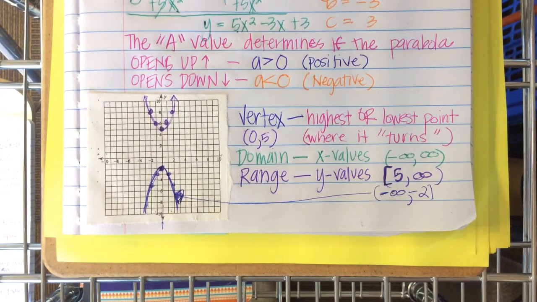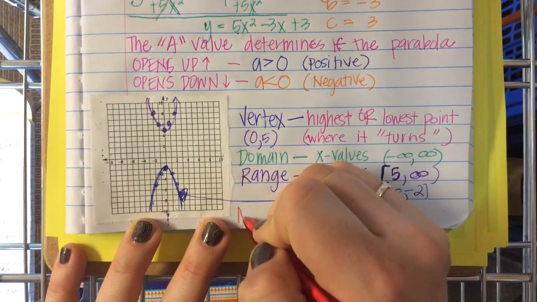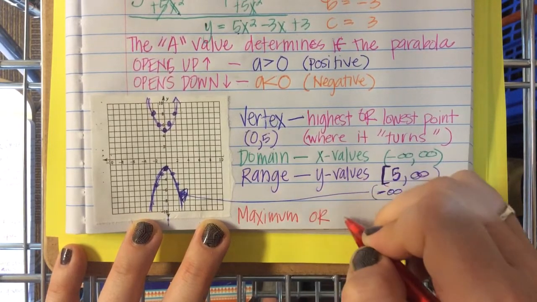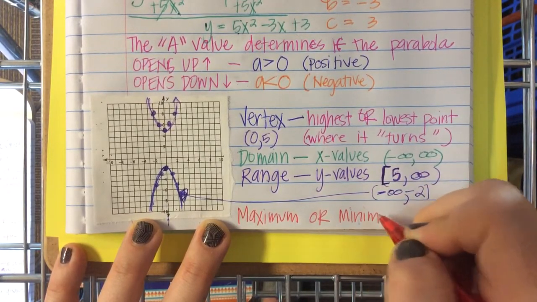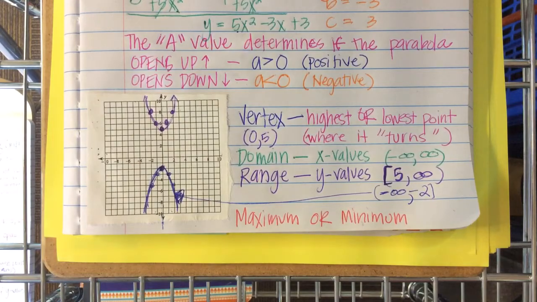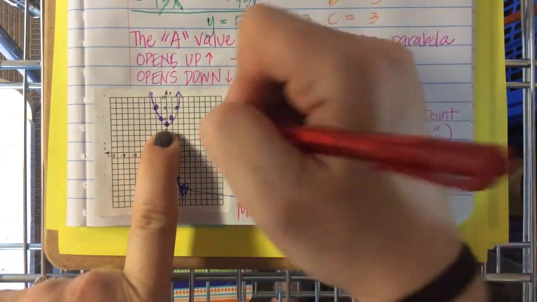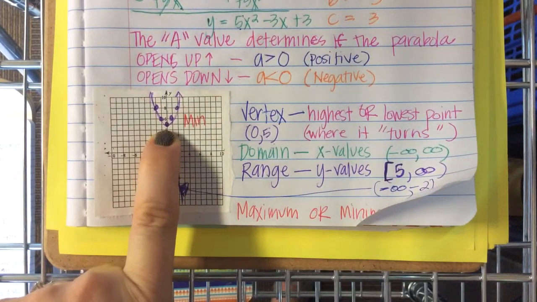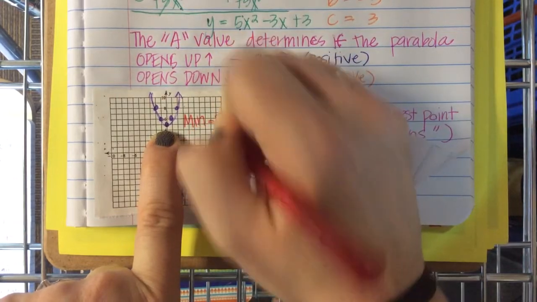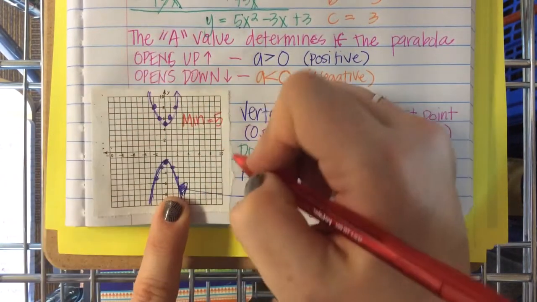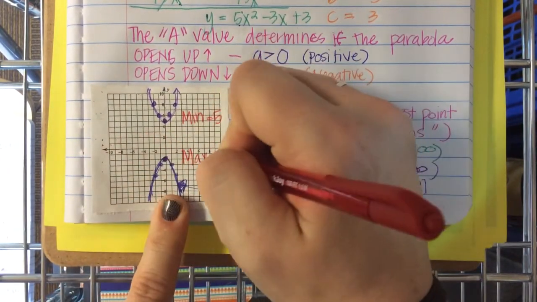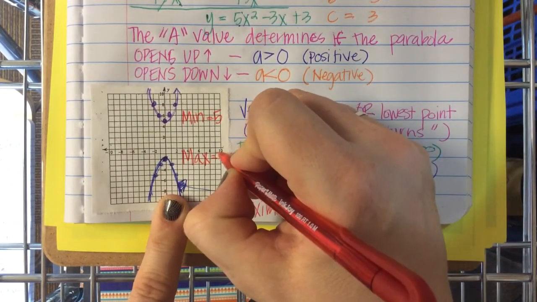And the last thing we're going to talk about is that parabolas either have a maximum or a minimum. They do not have both. This purple parabola I did has a minimum. It has a bottom number. The minimum is 5. This parabola has a maximum. It has a top. And the maximum is negative 2.